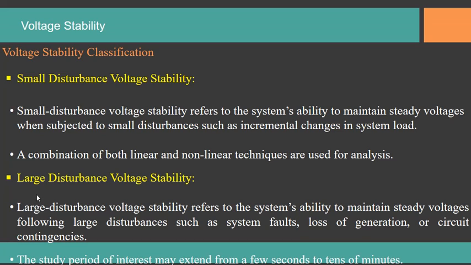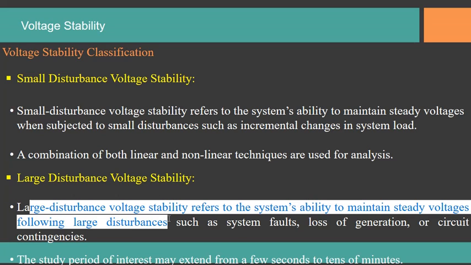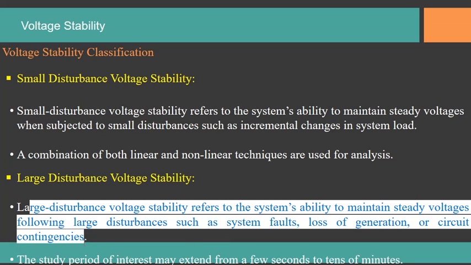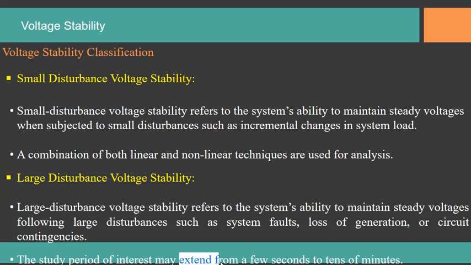And coming to large disturbance voltage stability, it refers to the system's ability to maintain steady state voltages following large disturbances such as system faults, loss of generator or contingencies in the circuit. The time period of interest may extend from a few seconds to tens of minutes. This ability is determined by the system and load characteristics and the interaction of both continuous and discrete controls and protections.